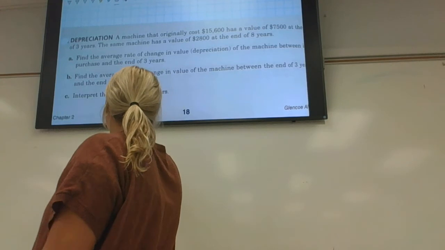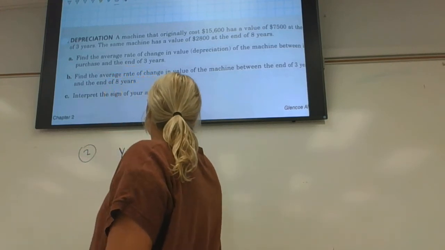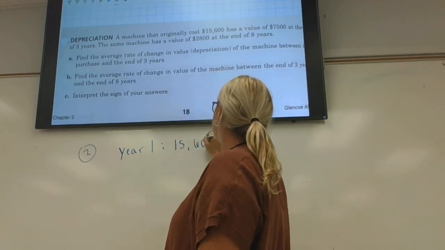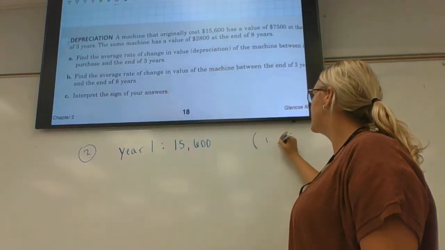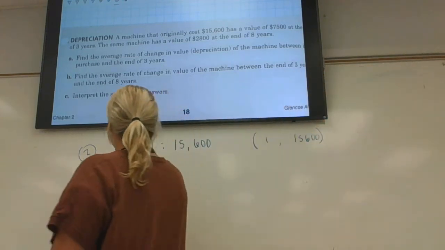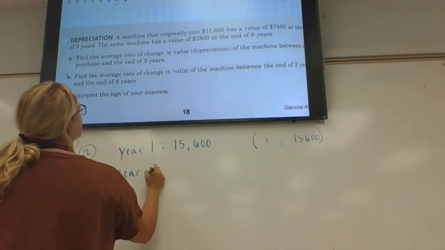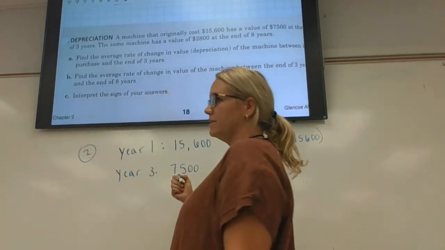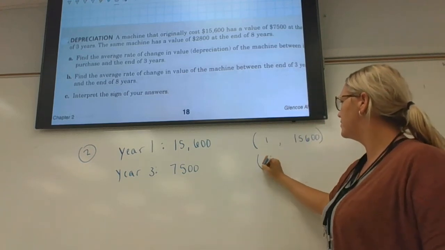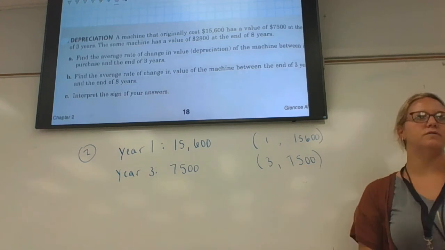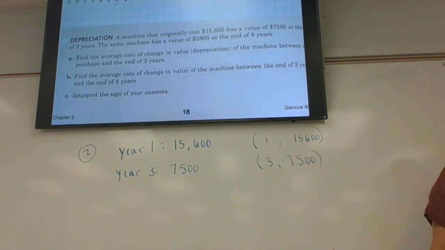So I'm going to say, year one, our machine was $15,600. So that's my first point. Year three, it was down to $7,500. It's not brand new anymore. The machine is not worth the same amount. So go ahead, do the slope formula, rate of change, to find out how much the machine depreciated every year.